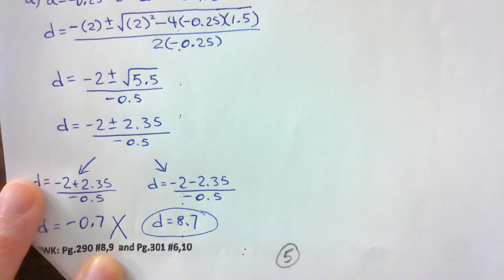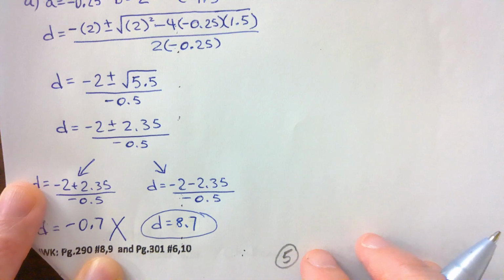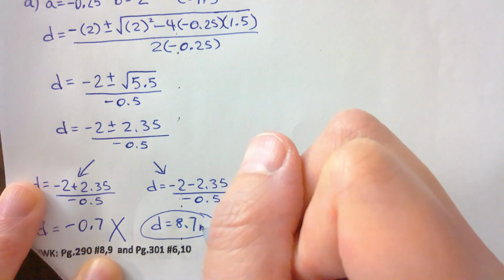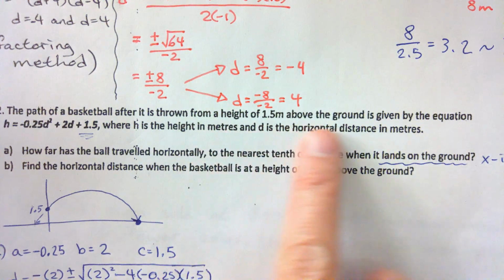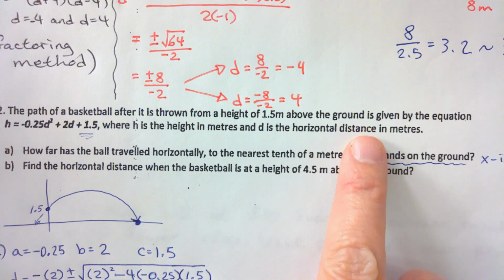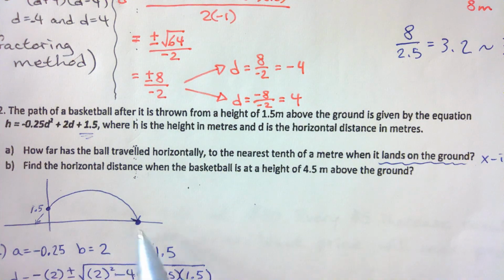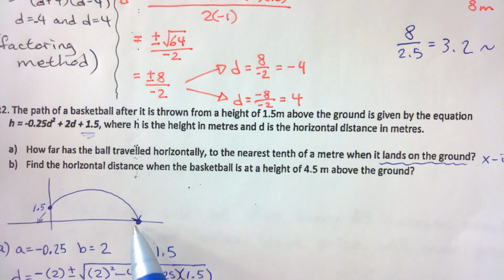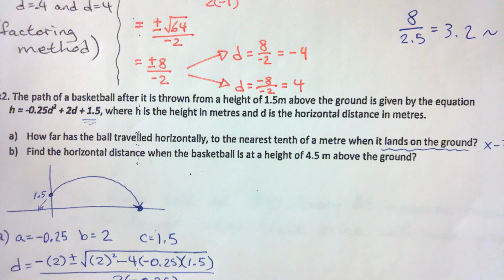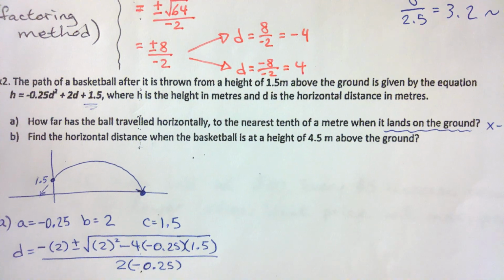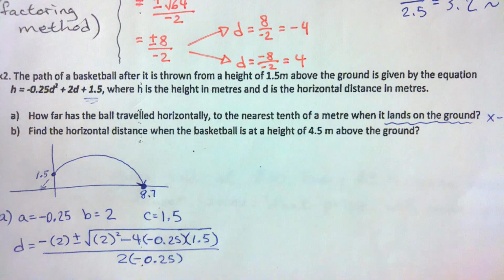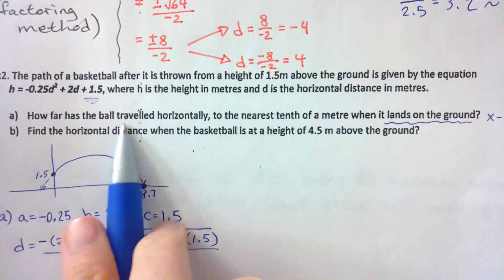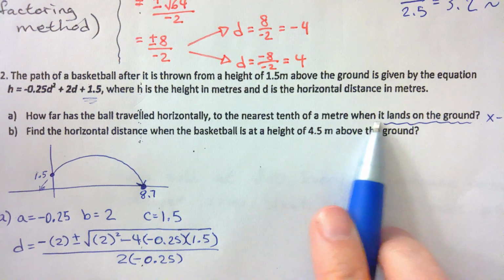What is the unit here? Be careful. Careful though. Leandro? Meters. It's not seconds because if you take a look here, they say height is in meters and D represents horizontal distance in meters. So this is you, and you threw it 8.7 meters away from you, okay, which is a pretty good throw. Okay, so this is 8.7. So how far does the ball travel horizontally to the nearest tenth of a meter when it lands?